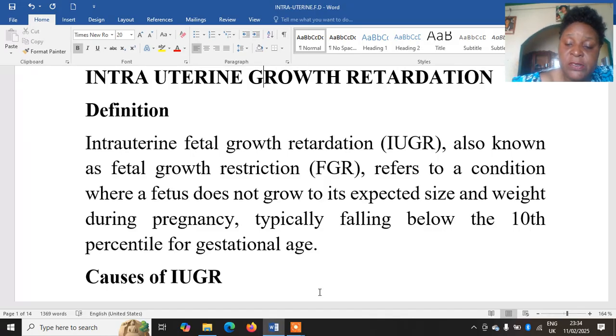But when the baby is not growing, even the mother can detect it when she looks at her abdomen and the abdomen is like it is not increasing. The mother can report that. So when the baby is not growing to the expected size and the expected weight during pregnancy, but when the fetal heart is viable, we call that term intrauterine growth restriction.